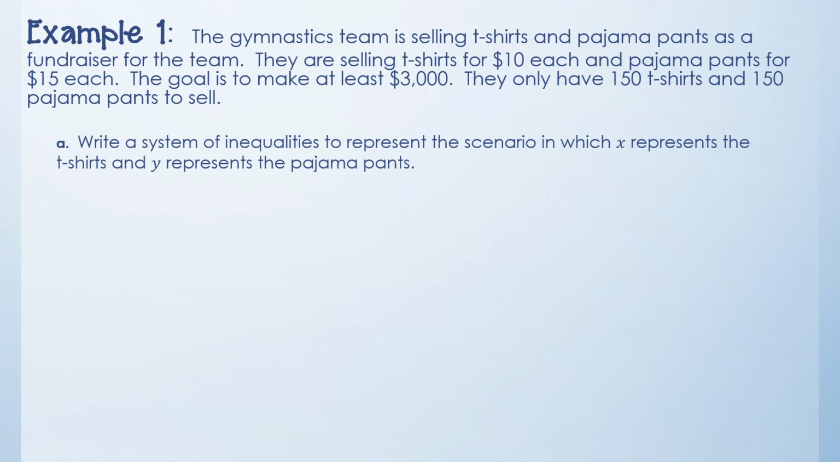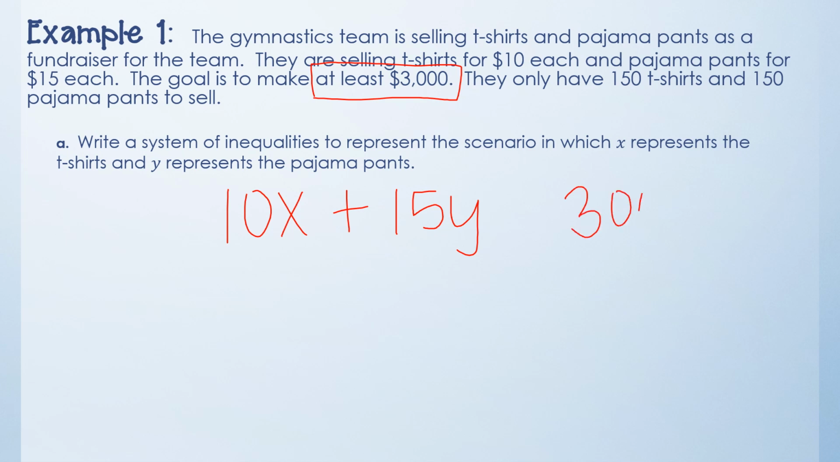So our first restriction is that we want to make at least $3,000. Okay, so we can set up an inequality to represent the cost of the t-shirts, the cost of the pajama pants, and how much money that's going to bring in. So since t-shirts are $10 each and X represents t-shirts, that would be written as 10X plus the pajama pants, which are $15 each, so that would be 15Y. Both of these are rates. Both of these go with 3,000 because we're talking about the money.